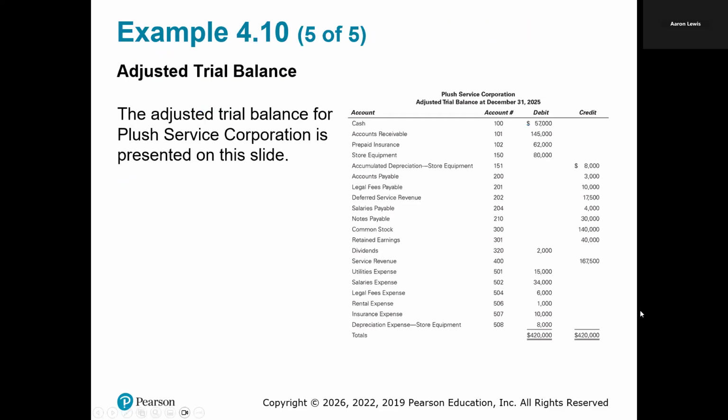And for us over here for Plus Services, we've done the same. We've updated the balance of all of our accounts through adjustments, but we still have our debits equal our credits, which means after we've complied with GAAP and made our adjustments, and determined that our debits equal our credits after the adjustments, we are ready to start making our financial statements.